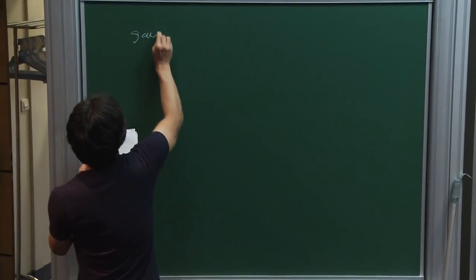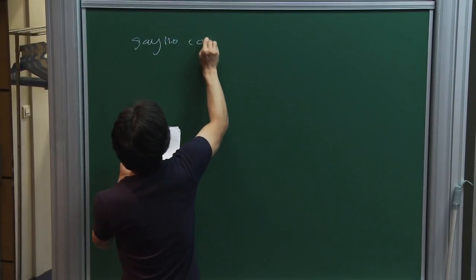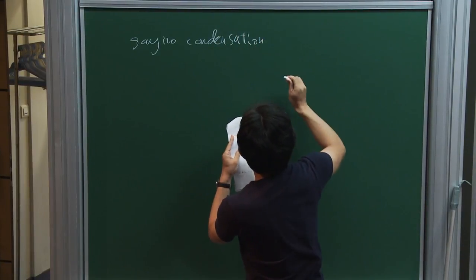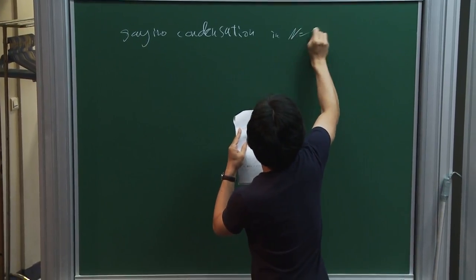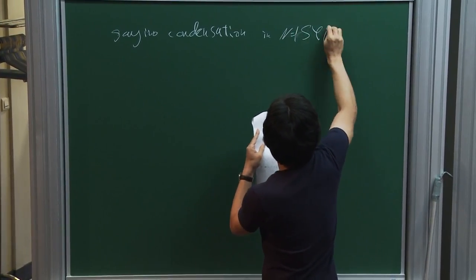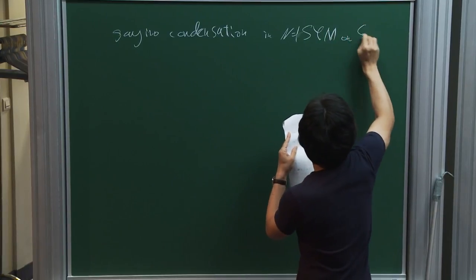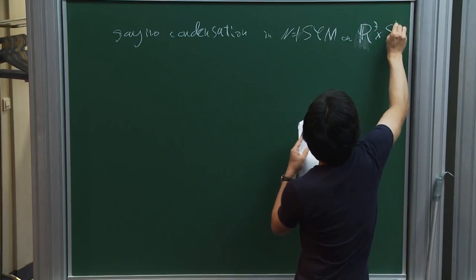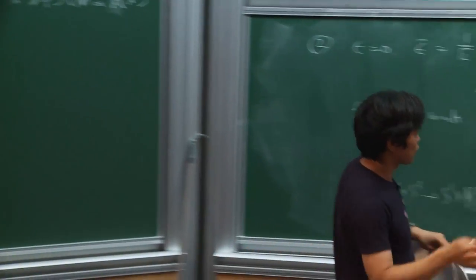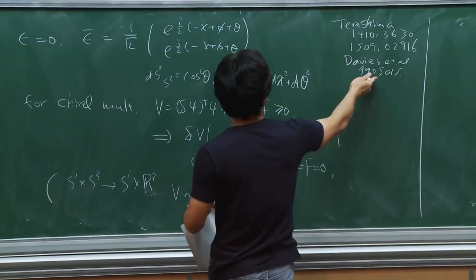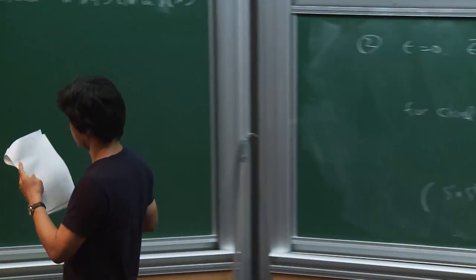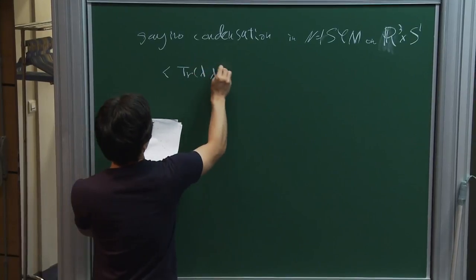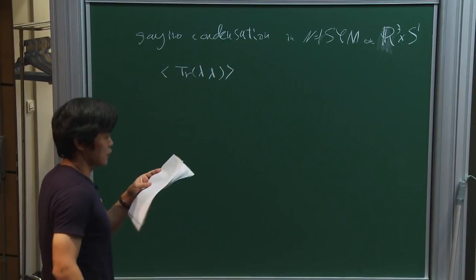So let's move to the gaugino condensation. In N equals 1, first of all, we consider super Yang-Mills on R3 cross S1. The computation is almost the same as Davies et al., but there is something we need to take care of. But, okay, so gaugino condensation is this one.